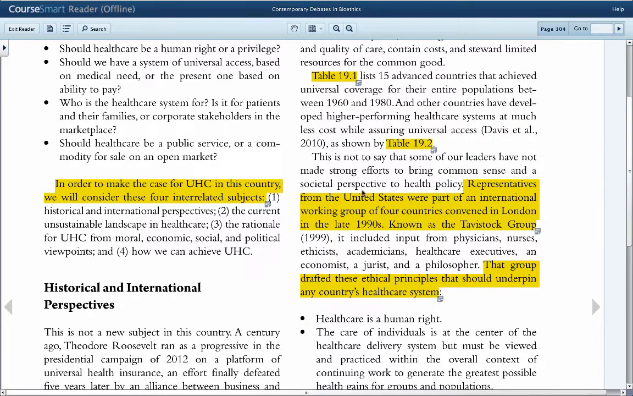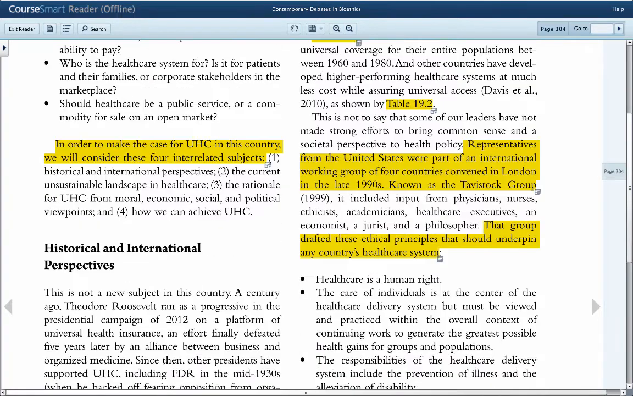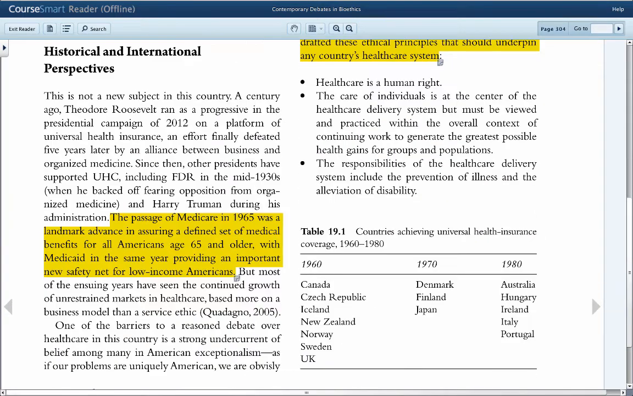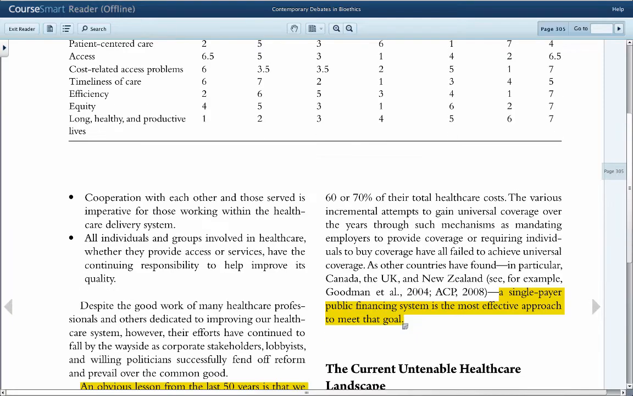Okay, so representatives of the U.S. have been involved internationally in a working group of four countries in London in the late 90s known as the Tavistock Group. That particular group drafted several ethical principles that they thought should underpin any country's healthcare system. I'm not going to read all of them, but I just wanted to point out that there are 6 or 7 that he brings up.